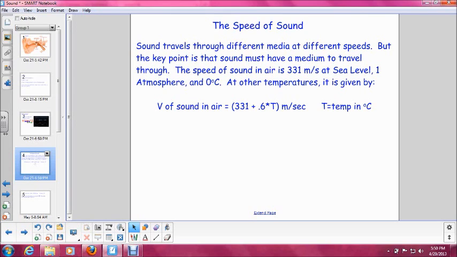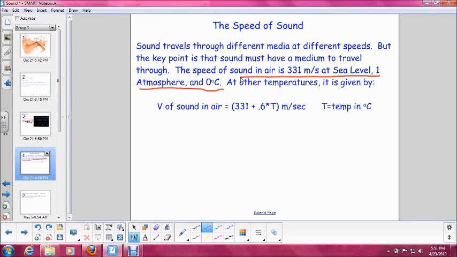So the speed of sound in air is 331 meters per second at sea level, at 1 atmosphere of pressure, and at 0 degrees Celsius. So if we were at the beach and it was pretty cold out, it was freezing for water, then the speed of sound when you were talking to someone would be 331 meters per second. But what about in the middle of the summer when you're at the beach and you're yelling at a friend to catch a frisbee and it's much warmer than 0 degrees?